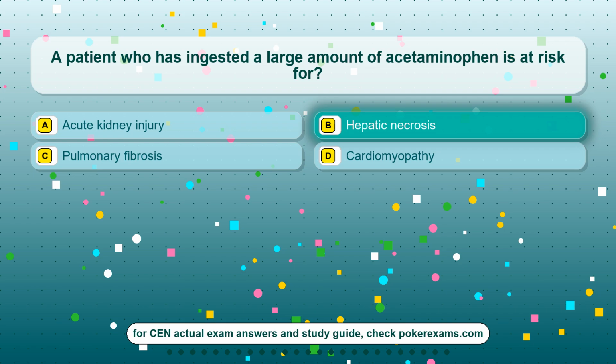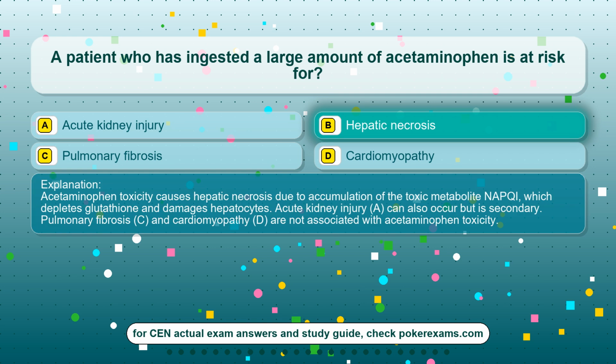The correct answer is option B, hepatic necrosis. Acetaminophen toxicity causes hepatic necrosis due to accumulation of the toxic metabolite NAPQI, which depletes glutathione and damages hepatocytes. Acute kidney injury, A, can also occur but is secondary. Pulmonary fibrosis, C, and cardiomyopathy, D, are not associated with acetaminophen toxicity.